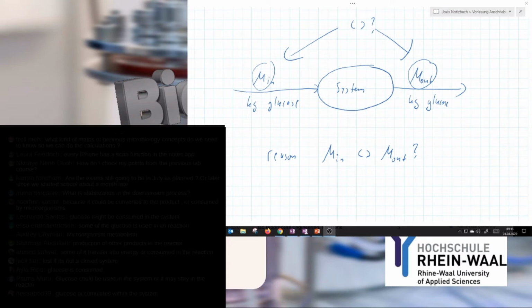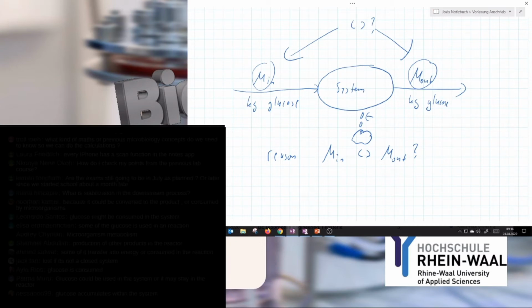It could also be a reaction which is not due to the microorganism, which is a side reaction. It's not a closed system. Lost, this could also be a possibility. The system is leaking. It might be that something drops out of our system, that our glucose is leaking out. We don't see that, and therefore we have less glucose coming out. This could be a reason for M in not being equal to M out.